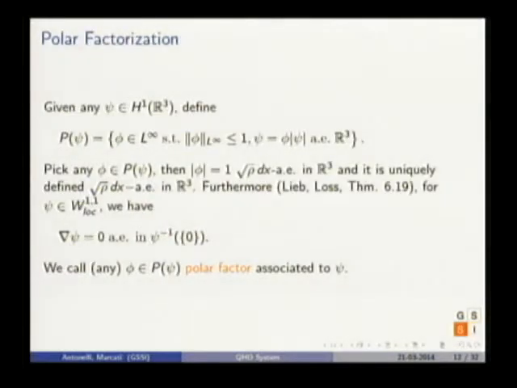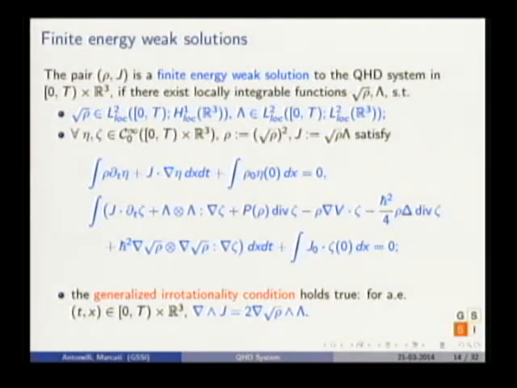And so basically, now it's nice because I can find a weak solution to the QHD system. So let's be precise. Let's see what is a weak solution for me. Finite energy weak solution for me means that basically there exist two functions, square root of rho and lambda, such that square root of rho is L2 loc, H1 loc, lambda is L2 loc, and through these functions, I define rho and j in this way, and rho and j satisfy the QHD system in the weak sense here.